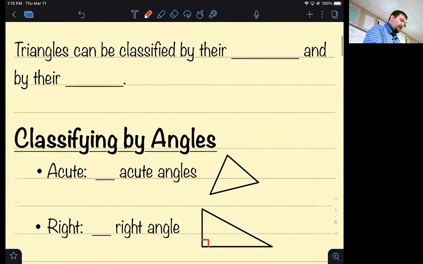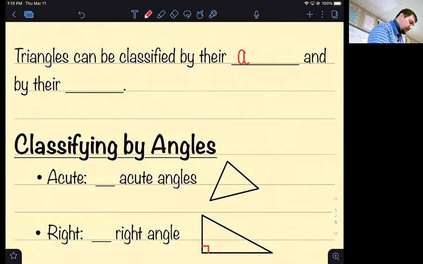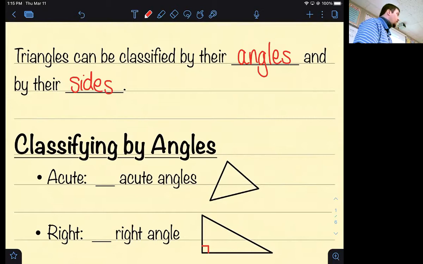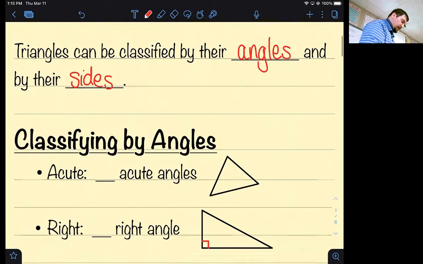Triangles can be classified by their angles and by their sides. We talked about this when we did our 7th grade review test on Monday. Yes, Caitlin. Do you have paper copies of the worksheet? Do I have what? Paper copies? I do have paper copies. Yeah, everyone will get a paper copy here as soon as we finish the notes.